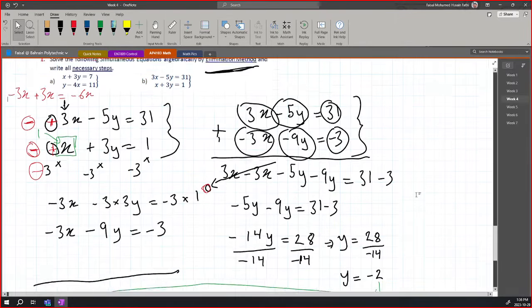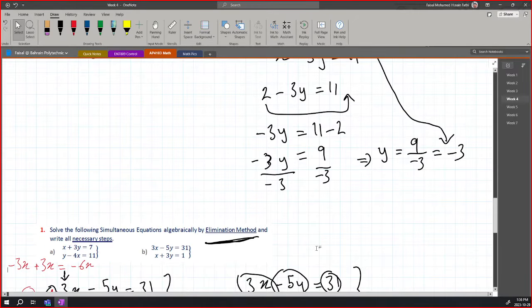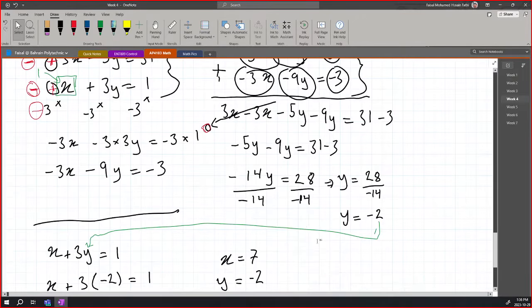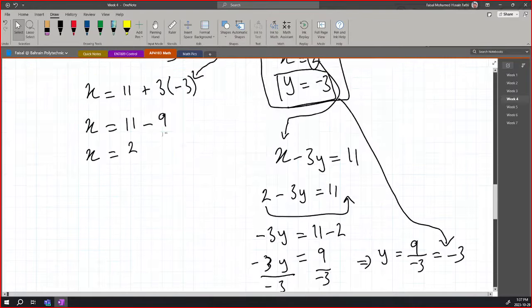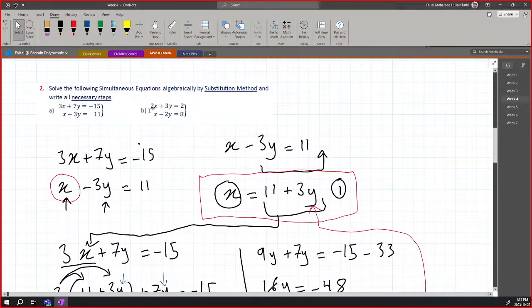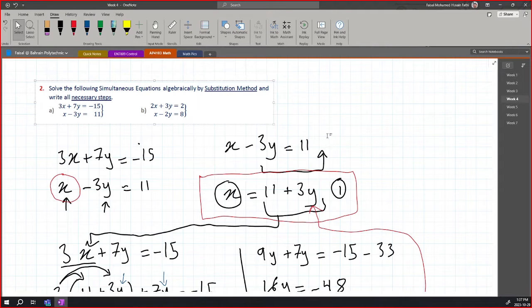Any questions about either the substitution or elimination method? Is it clear so far? Do you want me to do one more example of substitution? Do you want me to do this one, part B, for the substitution method? Or do you understand the idea so we move on? Okay, it looks like everyone is understanding.